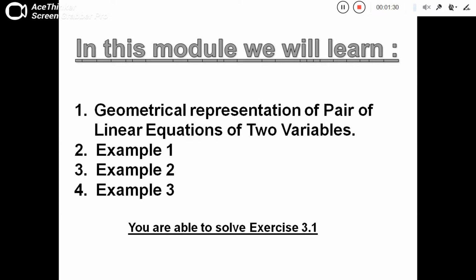So let us see what is the geometrical representation of a pair of linear equations in two variables. Geometrical representation means the graphical method we are going to do. Not only the geometrical method, here we are also going to construct the equations algebraically. So let us see what is the algebraic method and what is the geometrical method.